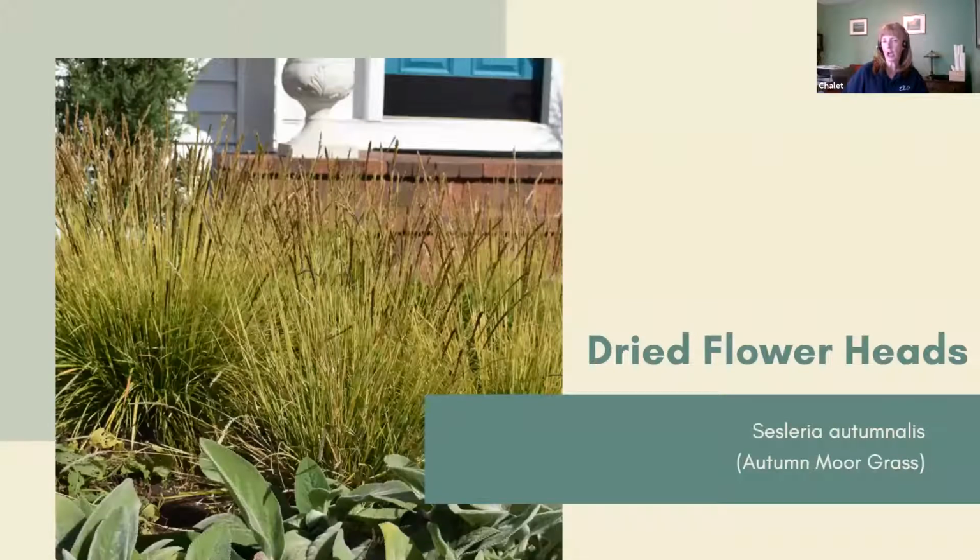Cecillaria autumnalis, autumn moorgrass. Love this plant. I love this plant so much. This is actually the front stoop of my house. Again, he's a nice short grass. He stays upright. And then in the fall, the seed heads kind of turn this dark brown.